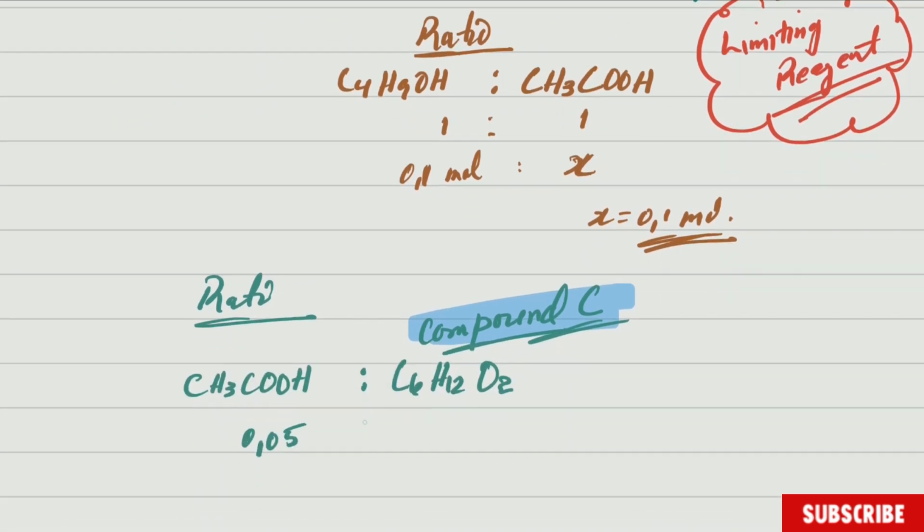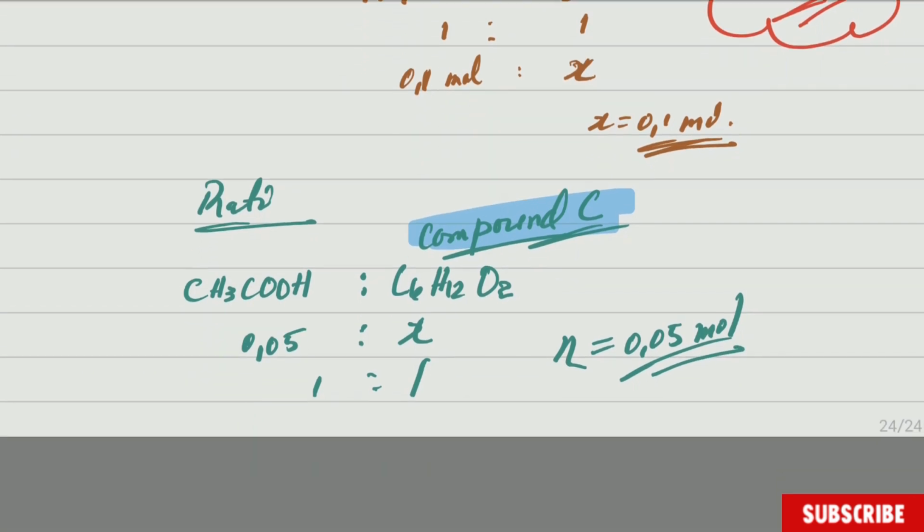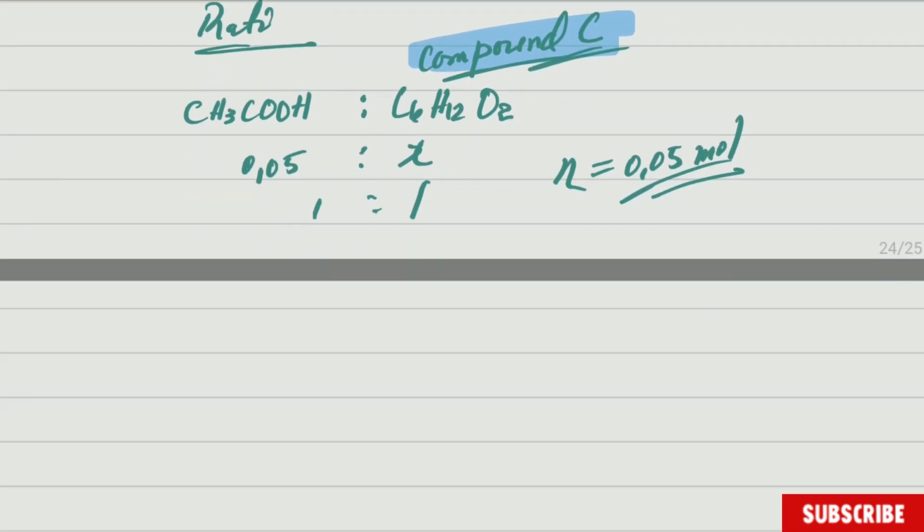You have to use that one. How much of the ester will you form? The ratio is 1:1, guys, so that will be the same amount. So the number of moles of compound C is going to be equal to 0.05. That is the number of moles that is going to be produced when you use that amount of carboxylic acid. And from here we can say the number of moles is equal to mass divided by molar mass.